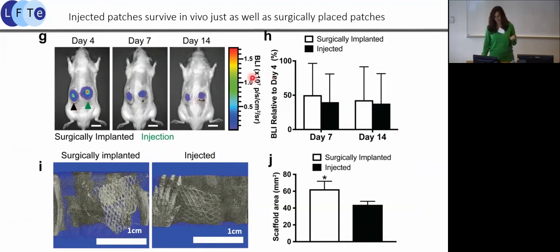You can see that the presence of cells by this bioluminescent imaging is not affected. And it's very similar between surgery and injection, which tells us that the cells are not being damaged in any profound way.